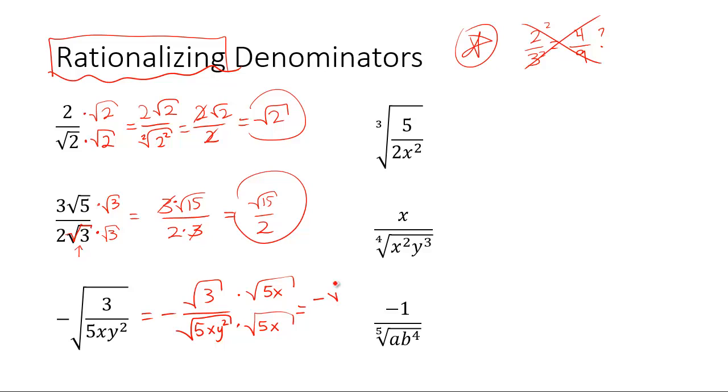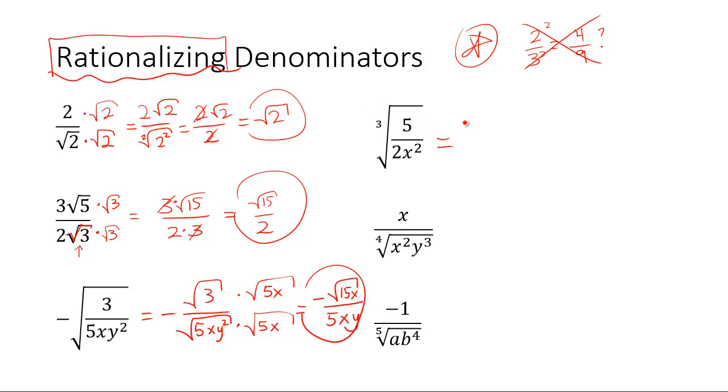So that's negative root 15x over, and now the 5 squared in a root becomes a 5, x squared becomes an x, and y squared becomes a y, and you're done.